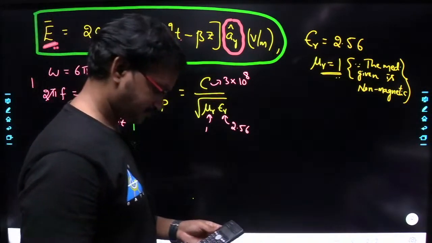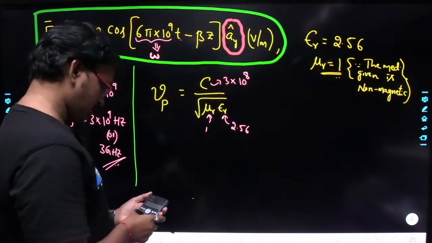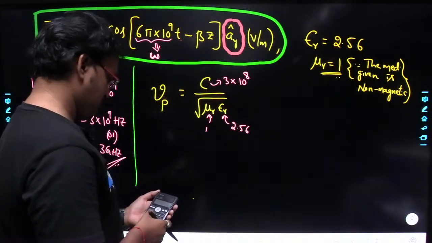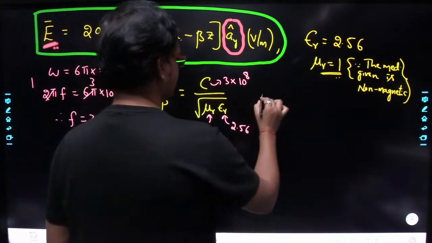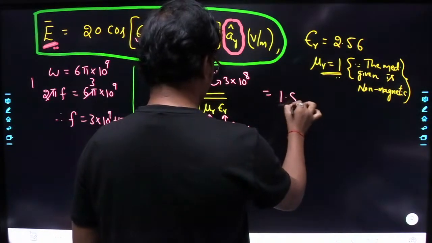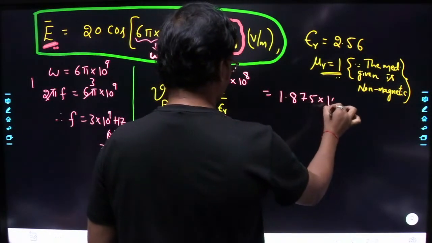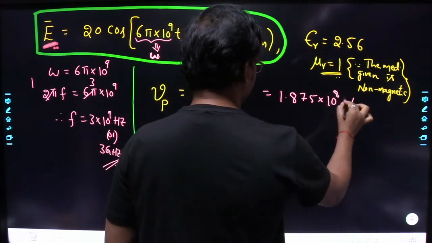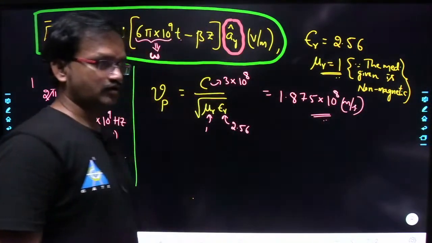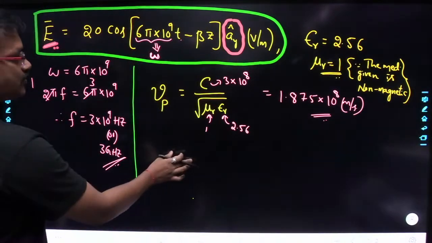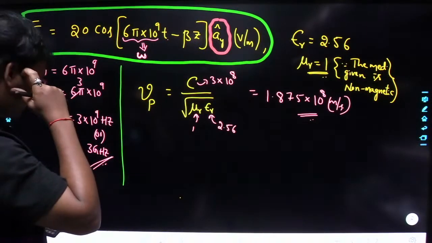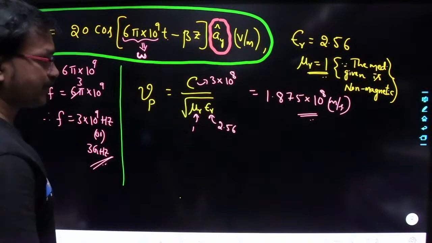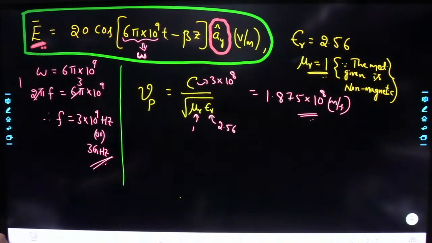So you are going to get 3 divided by square root of 2.56, which gives 1.875 into 10 to the power of 8 meters per second. So this is the phase velocity of the wave, right? So c value is 3 into 10 to the power of 8 divided by square root of 2.56, is equal to 1.875 into 10 to the power of 8 meters per second. So this is the phase velocity of the wave.